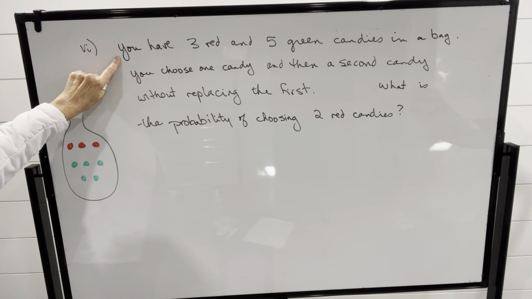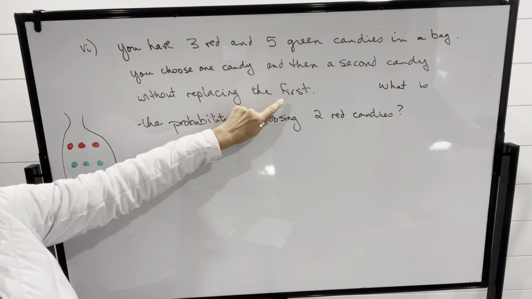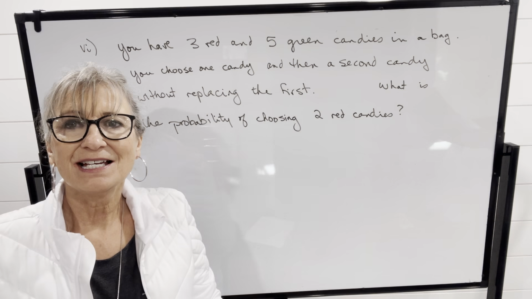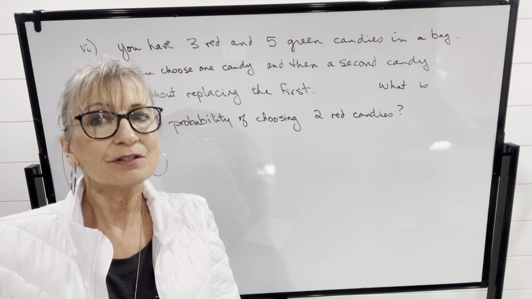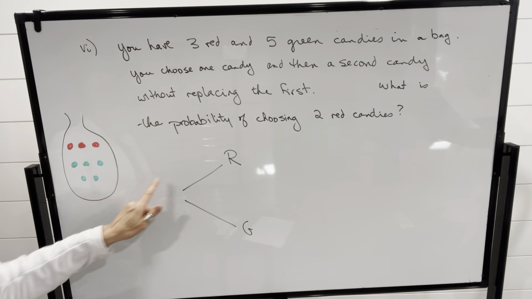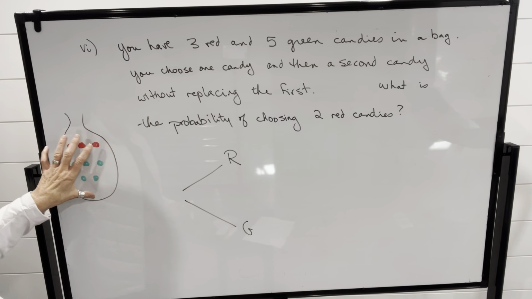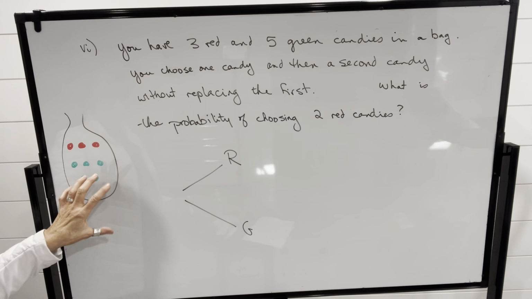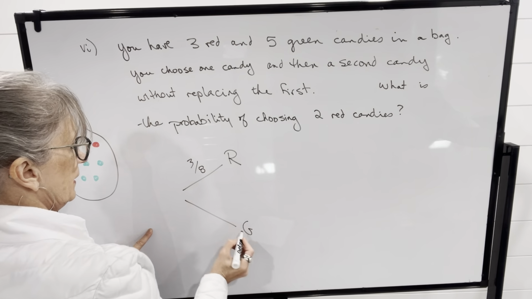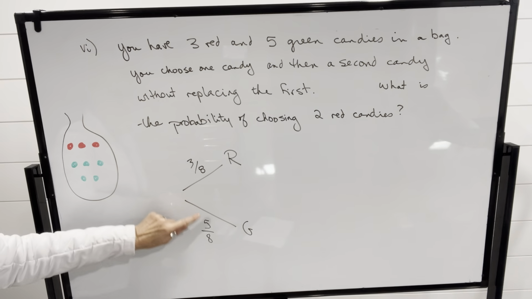So we changed the question a little bit. You have 3 red and 5 green candies in a bag. You choose one candy and then a second candy without replacing the first. What is the probability of choosing 2 red candies? In order to do this without using the formula, I'm just going to do a tree diagram. So when I choose my first candy, it's either going to be red or green. Let's write the probabilities. To start with, when I have all 8 candies, the probability of choosing red is 3 over 8. Probability of choosing green is 5 over 8. Remember, these two have to add up to 1.